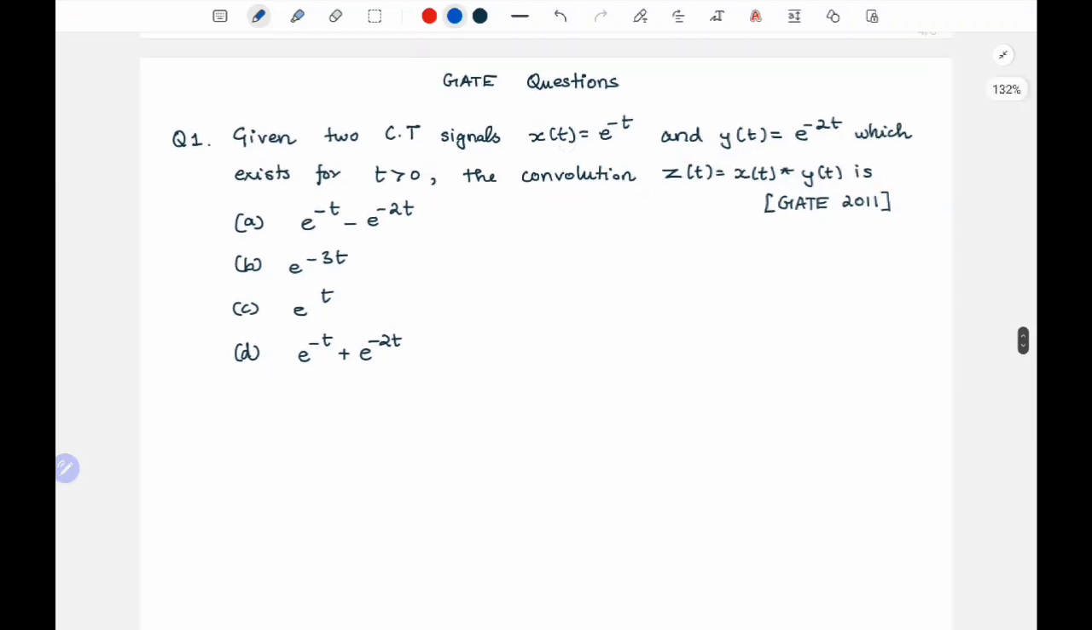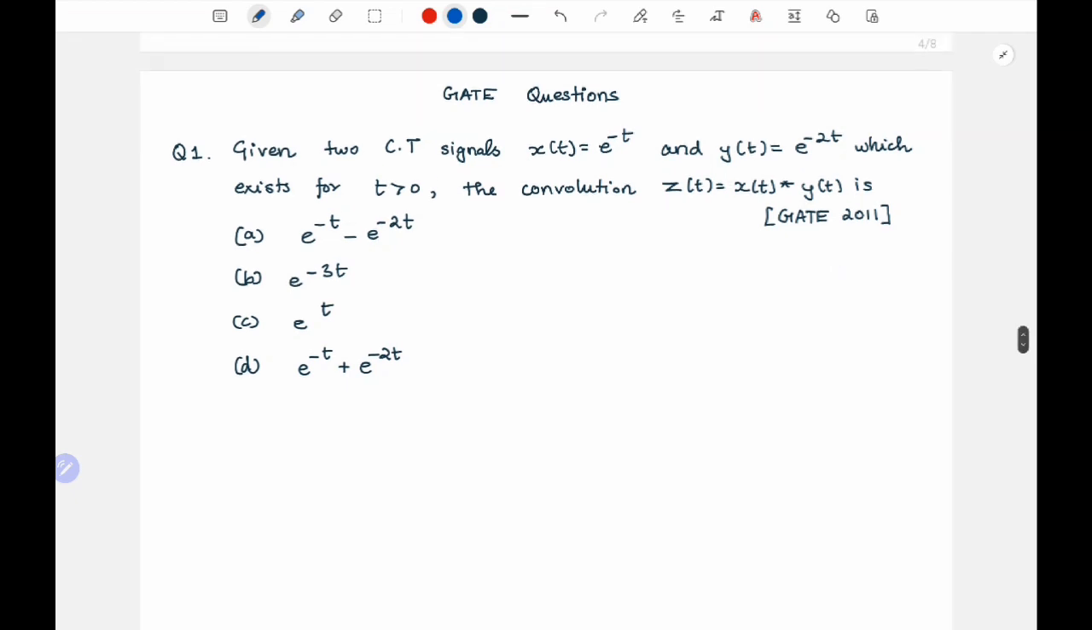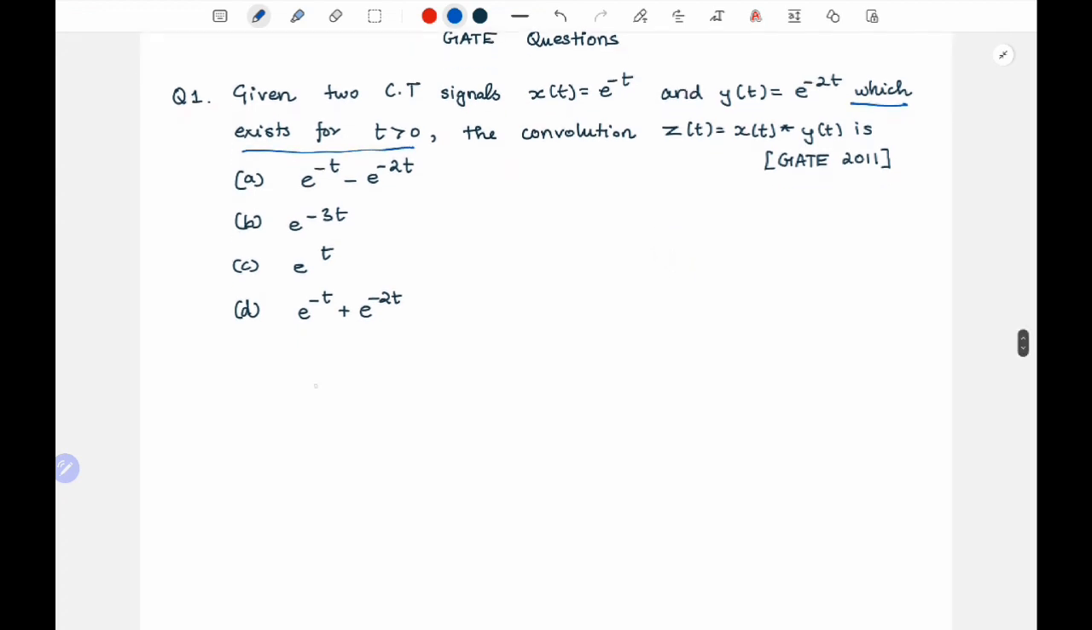So the first question: given two continuous time signals x of t equal to e power minus t and y of t equal to e power minus 2t, which exist only for t greater than 0. So this is important. They're saying it only exists for t greater than 0, which means for t less than 0, both these signals are going to be 0. The convolution z of t equal to x of t convolved with y of t is? So we need to find the convolution. We have x of t is e power minus t u of t, because of this condition, and y of t is e power minus 2t u of t.